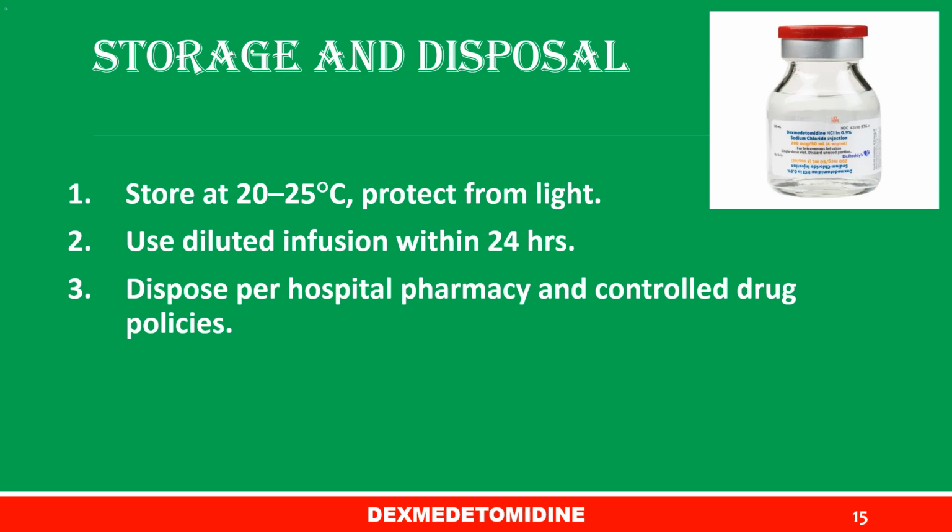Storage and disposal of dexmedetomidine. 1. Store at 20 to 25 degrees Celsius. Protect from light. Dexmedetomidine should be kept at room temperature and away from light. 2. Use diluted infusion within 24 hours. Once dexmedetomidine is mixed for infusion, use it within a day. 3. Dispose per hospital pharmacy and controlled drug policies. Get rid of dexmedetomidine according to the hospital's rules for medicines.